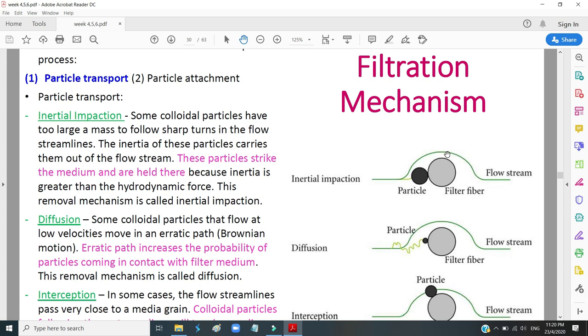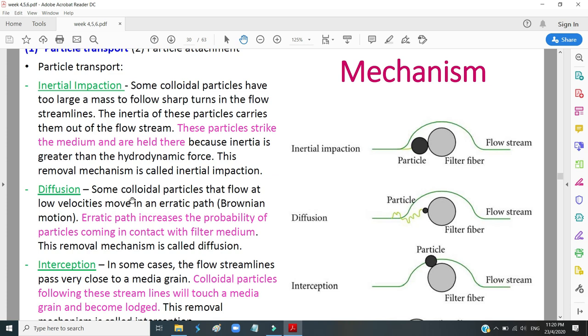And then secondly is diffusion. Some colloidal particles that flow at low velocity move in an erratic path. Brownian motion again, an erratic path, which is a random path, a path that cannot be predicted. The erratic path increases the probability of the particle coming in contact with the filter medium. That means it will not go up. Like us humans, trying to escape from an obstacle, escape from our responsibility, through Brownian motion, through the erratic path, it will end up at the filter fiber.